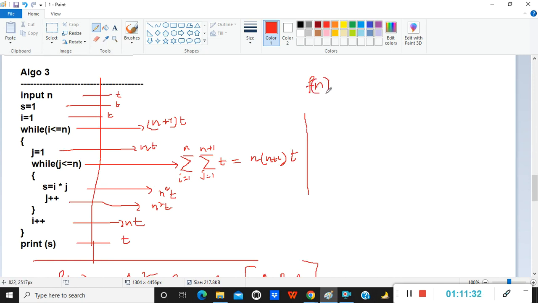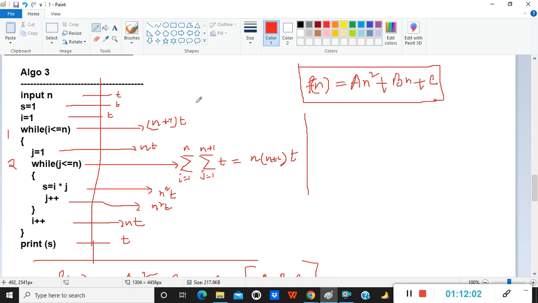an algorithm which contains a nested loop, a nested loop of two levels. This is one level, this is two levels. You can represent the algorithm as a quadratic function on n, a n square plus b n plus c, where a, b, c all are constants, right?